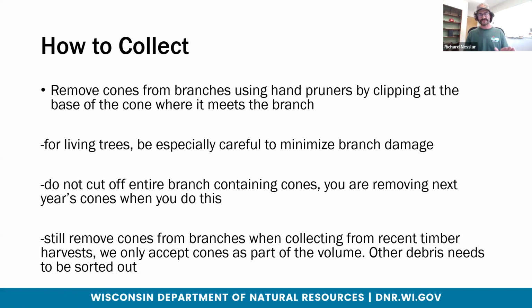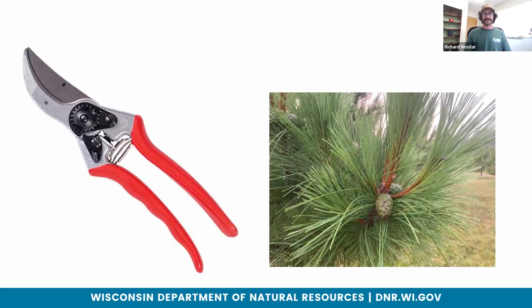When you're going into harvested areas where the branches are on the ground, we ask that you still please snip those cones and remove them from the branch. We only accept cones as part of the volume. Other debris and needles would need to be sorted out, and we would actually ask that you take your cones back and do that for us. We don't want to pay for dead volume.